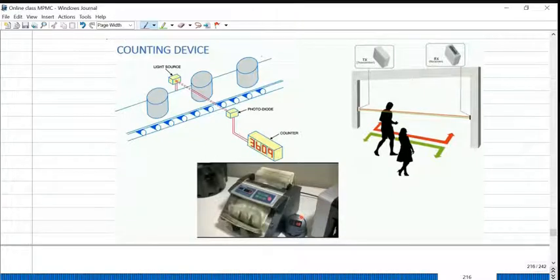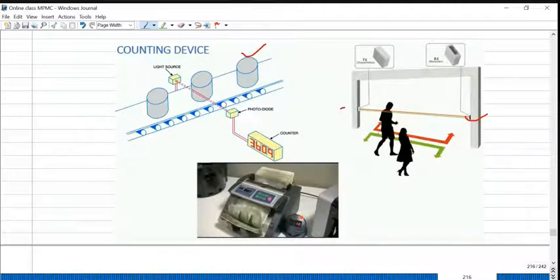Say for example, how many objects are crossing. For each and every crossing there will be an interruption in this light source. This is a light source, this is an LDR, so a clock pulse will be generated. Or another example for counting: how many people are available inside the hall. Here is one light source and here an LDR.